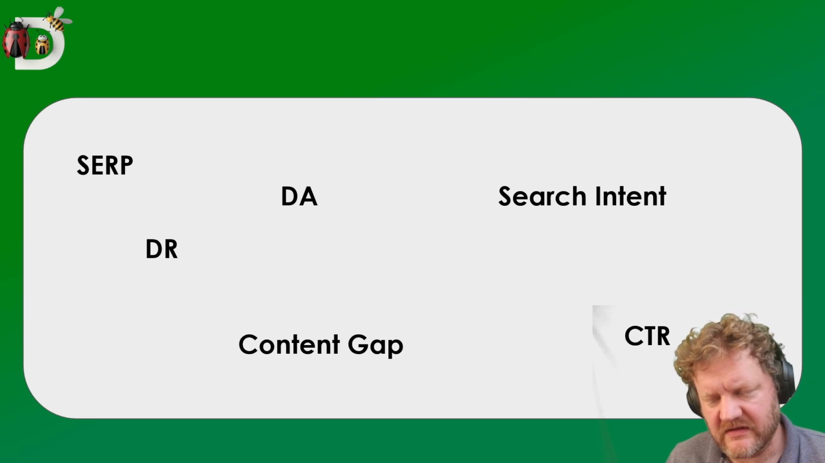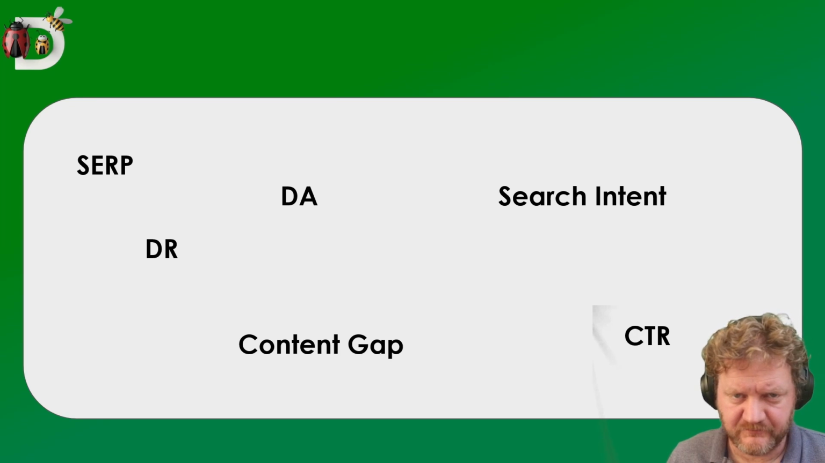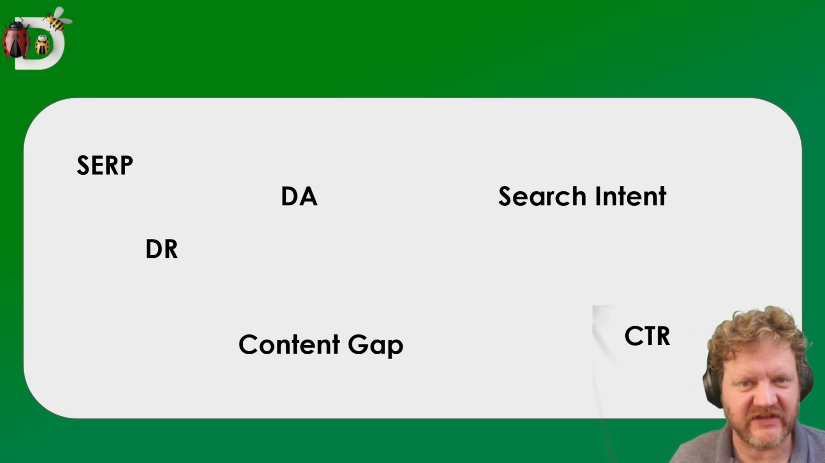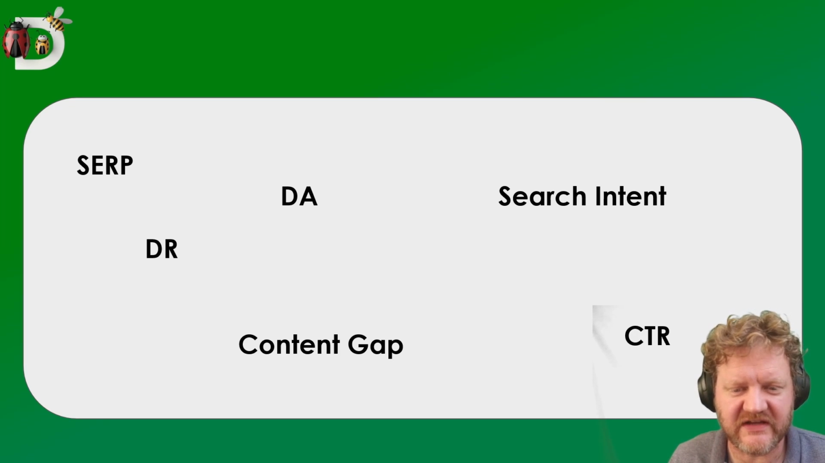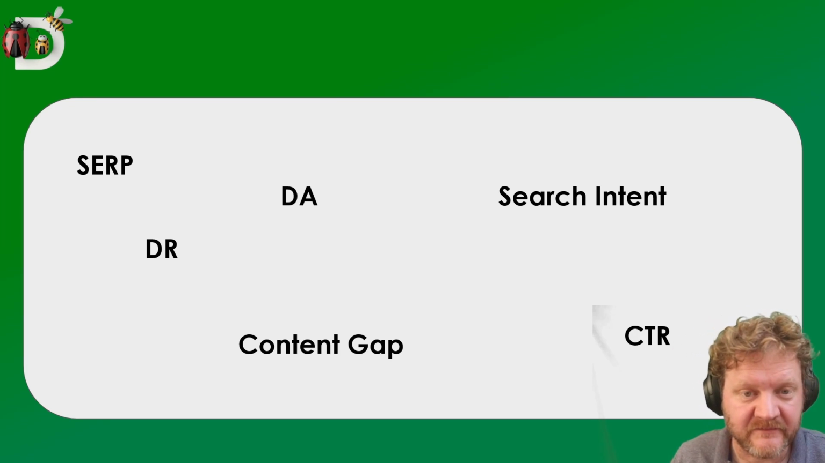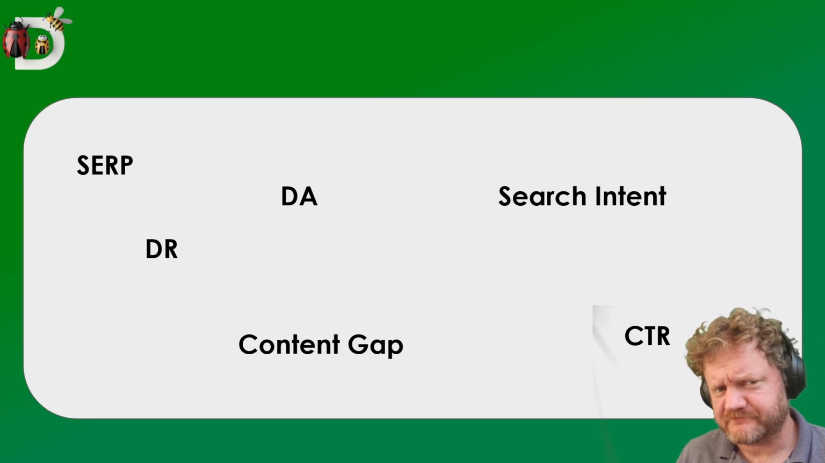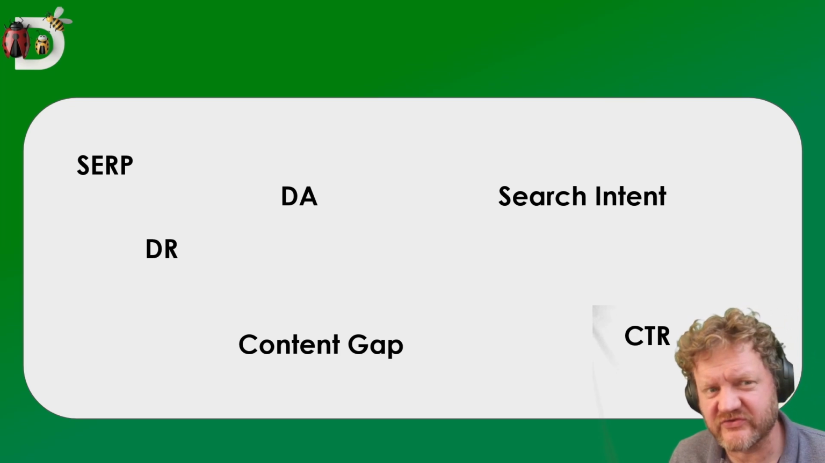But in the past, when people started talking about SEO, I noticed there were a lot of words I didn't understand. So if you're watching this, I've grouped them on a slide. So there's abbreviations like SERP, DR, DA, the search intent, CTR, and a content gap. I didn't understand what those were. Now I know. So SERP is the search engine result page.